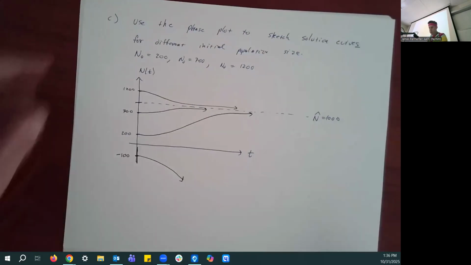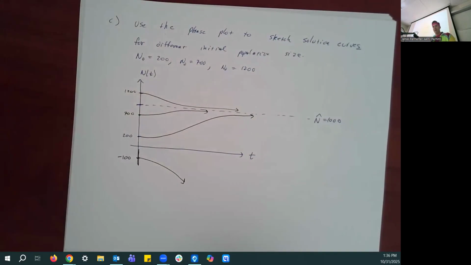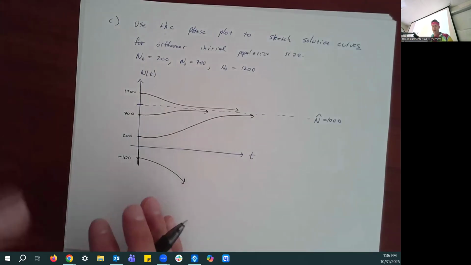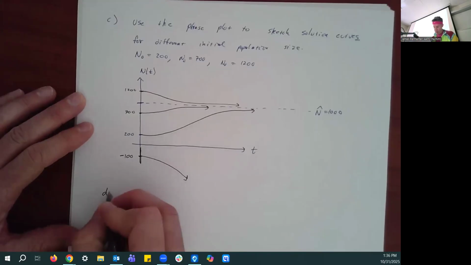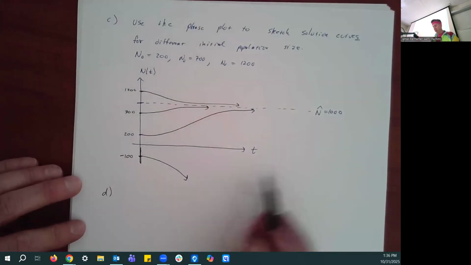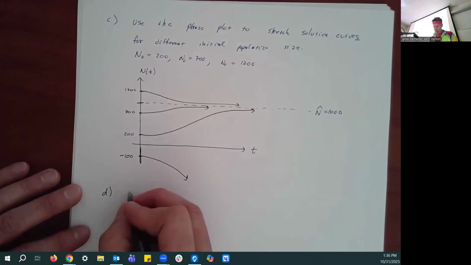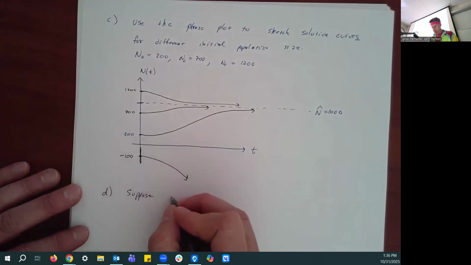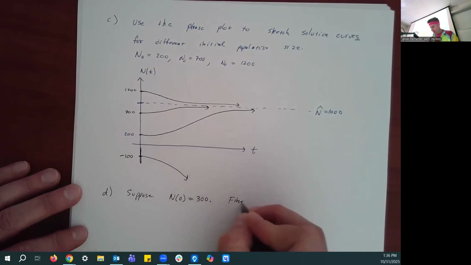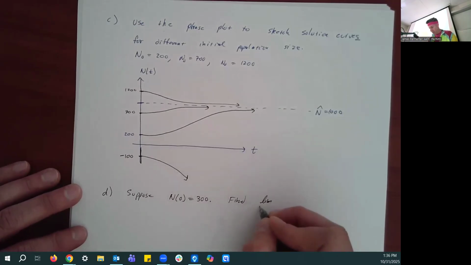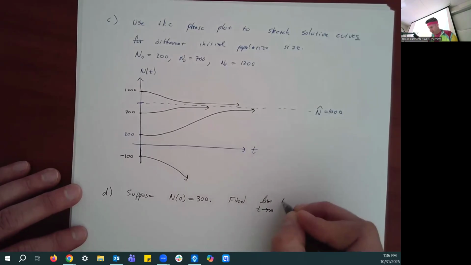So here's a question that I feel is going to be too obvious based on what we've just done, but I still think it's worth mentioning because people like to ask this question. Here's a question you could be asked. Suppose that n at time 0 is equal to 300 squirrels. Find the limit as t goes to infinity of n of t.